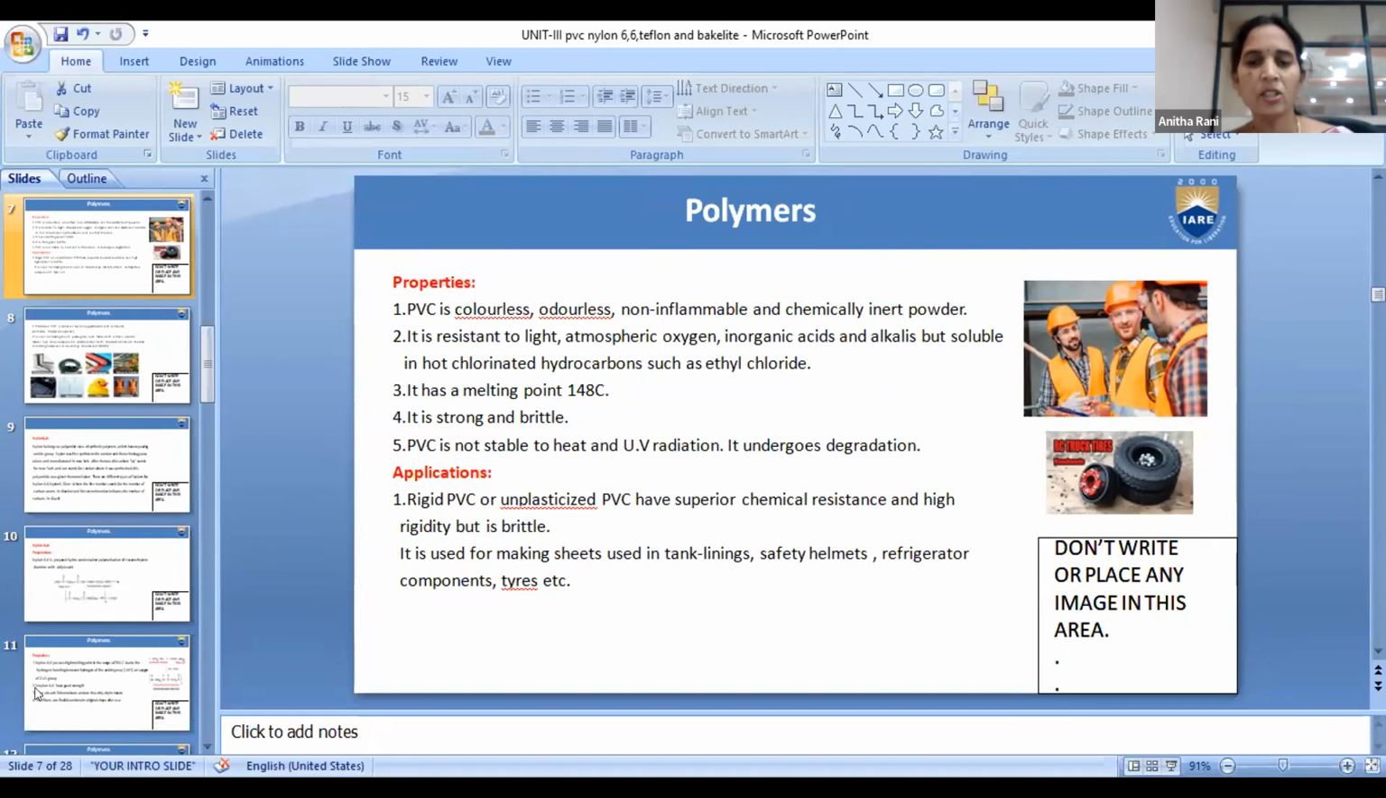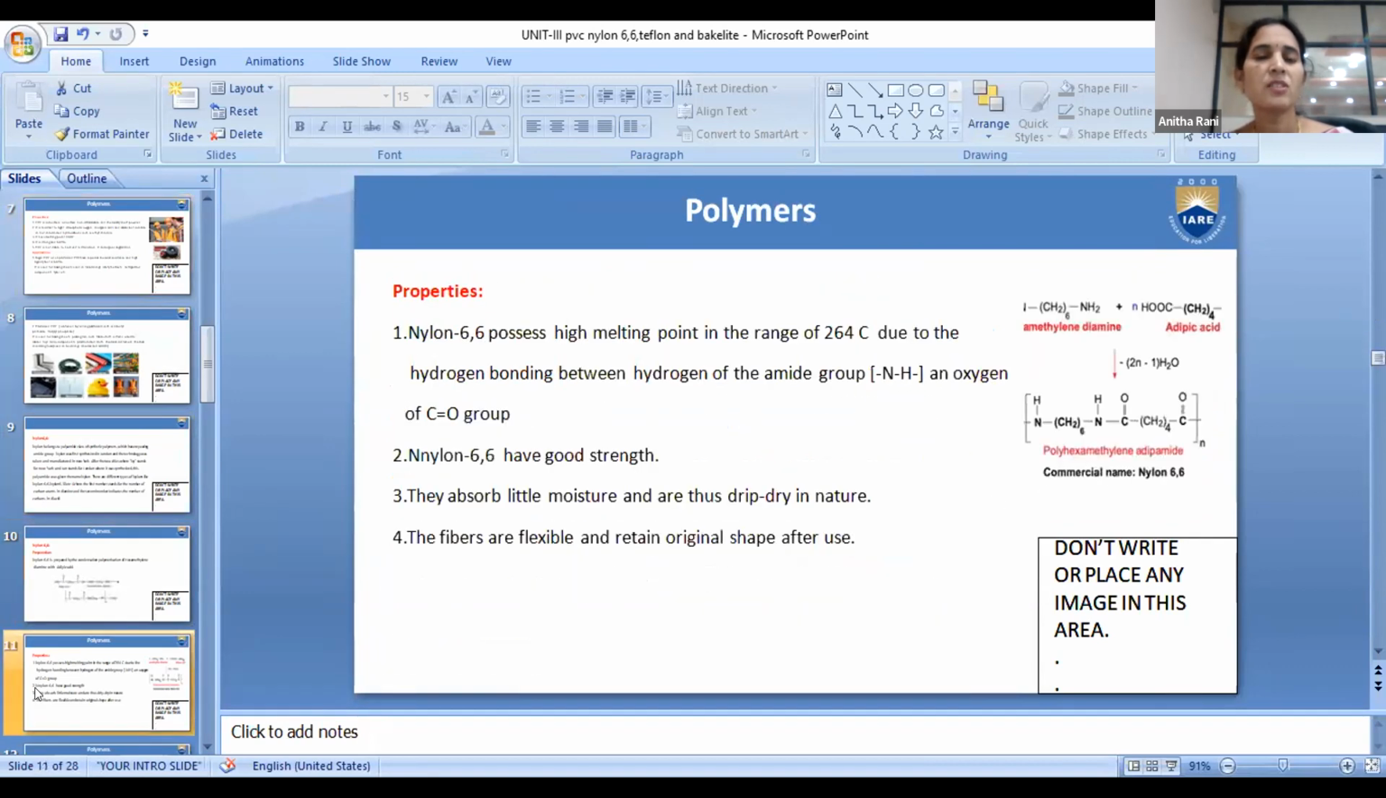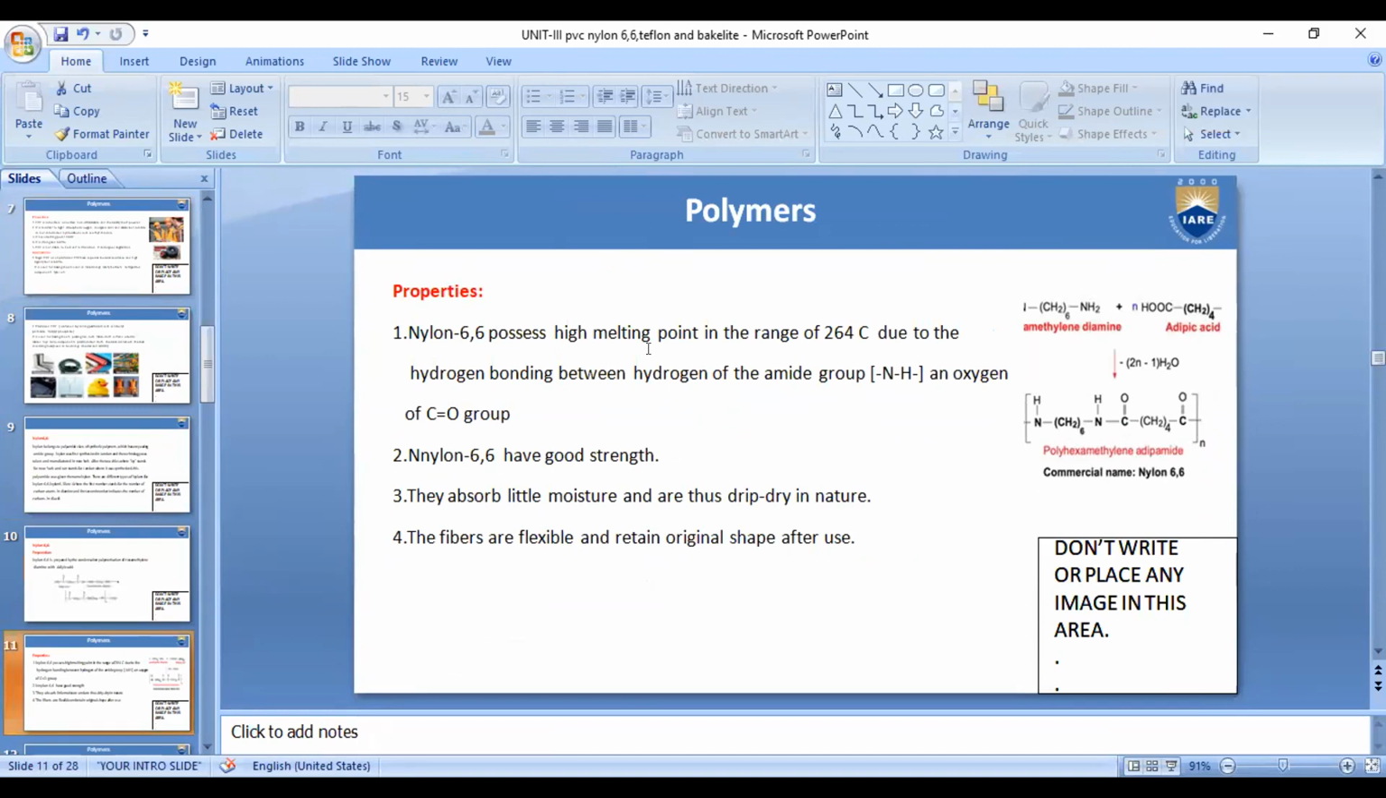Now tell me the properties of nylon 66. What is the first property? Students, you have to listen. It has a high melting point, 264 degrees centigrade. It has good strength.